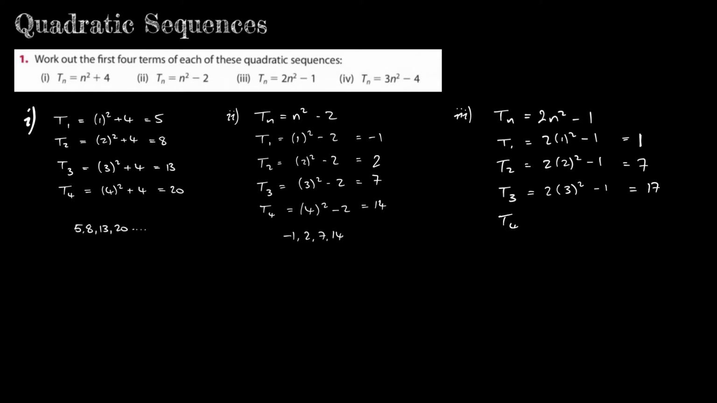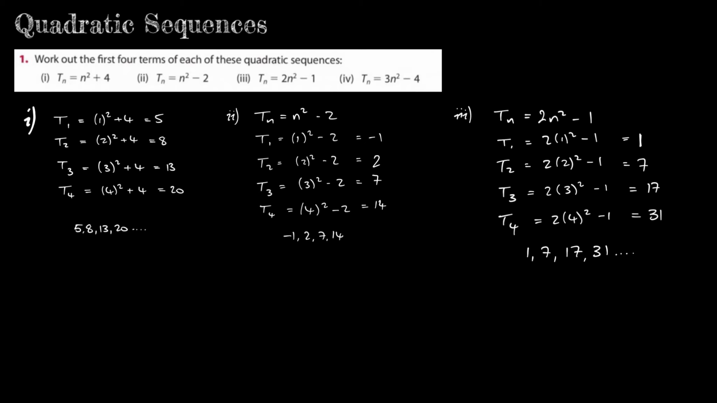And t of 4 will give us 2 times 4 all to be squared minus 1. So 4 to be squared is going to give us 16. 16 multiplied by 2. So if I've got 15 and 15, 15 and 15 is 30. So obviously 16 and 16 is going to be 32. 32 take away 1 leaves us with 31. So the first 4 terms of that sequence will be 1, 7, 17, and 31. And that will continue on.